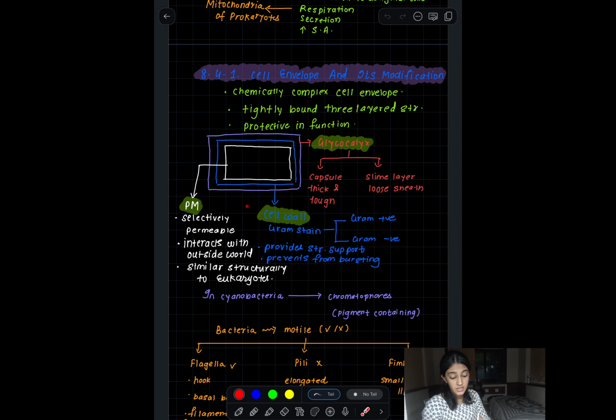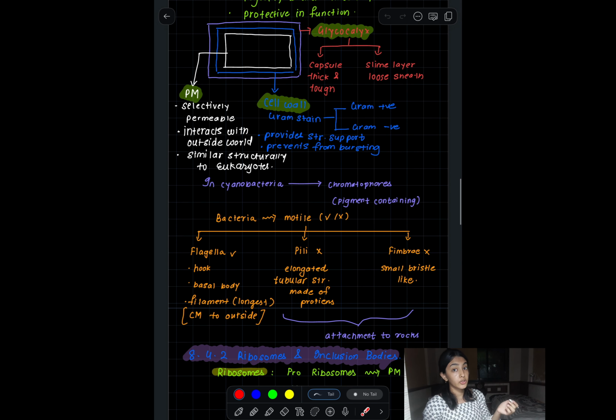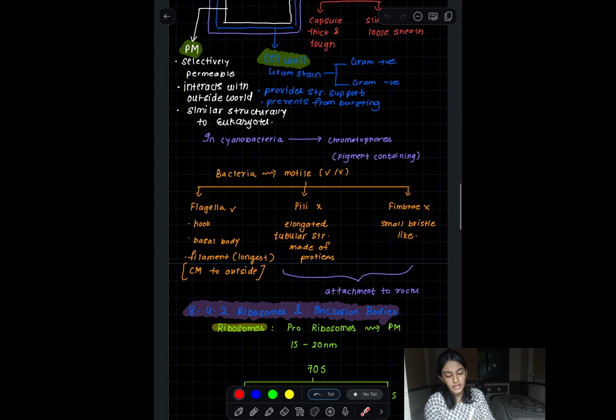Now, moving on to the second structure, which is the cell wall. It provides structural support and prevents the cell from bursting. The stain that we put on the cell while observing the colonies is actually taken by the cell wall itself. On the basis of this, the cell is divided into gram-positive and gram-negative. Now, the innermost structure is the plasma membrane. It is selectively permeable in nature and interacts with the outside world. It is quite similar to that of the eukaryotes. We will study about the eukaryotic plasma membrane further in this lecture. In cyanobacteria, there is another inclusion of the plasma membrane called the chromatophores. They contain certain pigments.